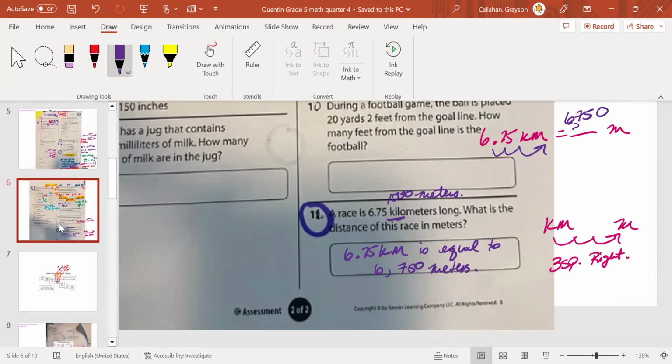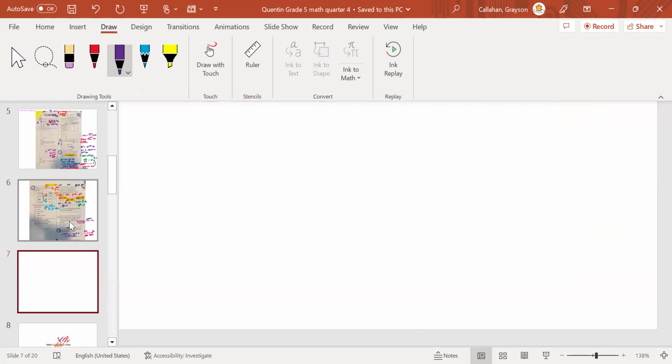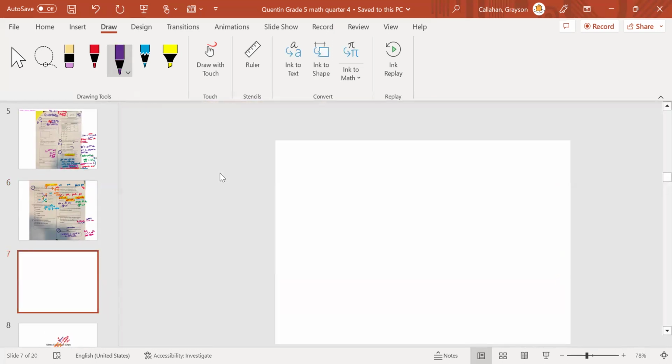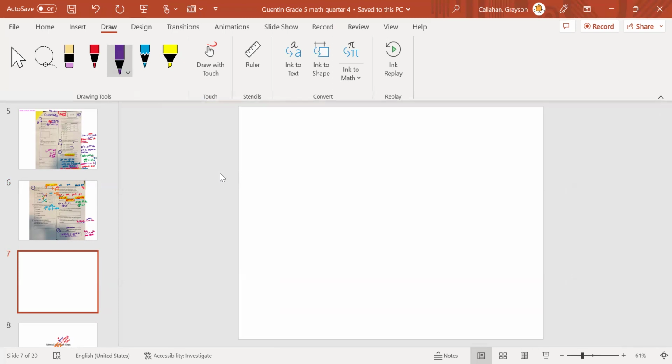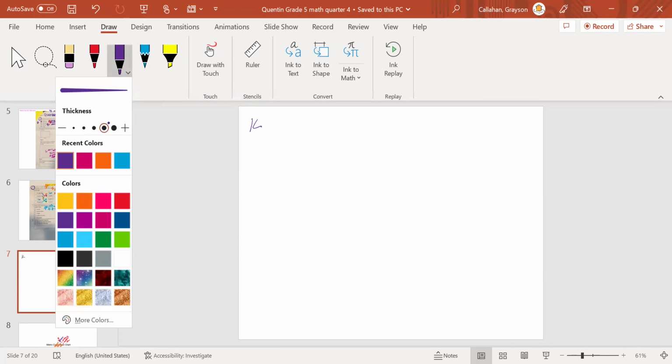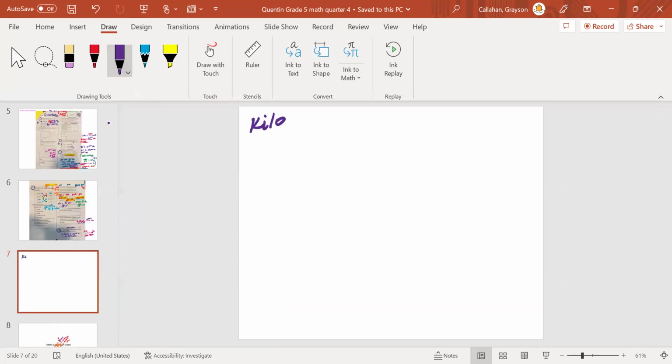Okay, I want to review a few things because I feel like you're not really understanding this as well. Okay, so on the side of your paper or on the back of your paper, I want you to copy this part down. Are you ready? Okay. Kilo means 1,000. Okay.